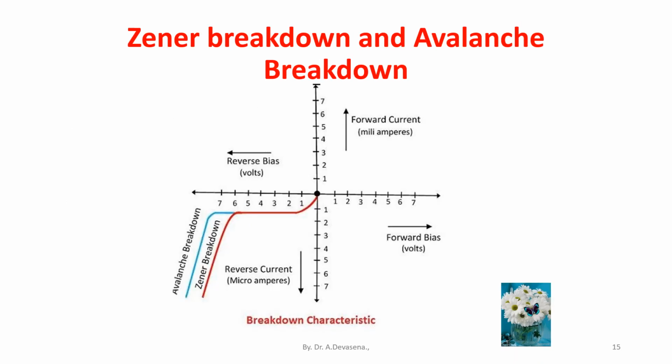Here is a representation of a Zener breakdown and the avalanche breakdown. Avalanche breakdown occurs in the normal PN junction diode. Zener breakdown occurs in the Zener diode. These two breakdowns occur when the diodes are reverse biased. This is indicated here.